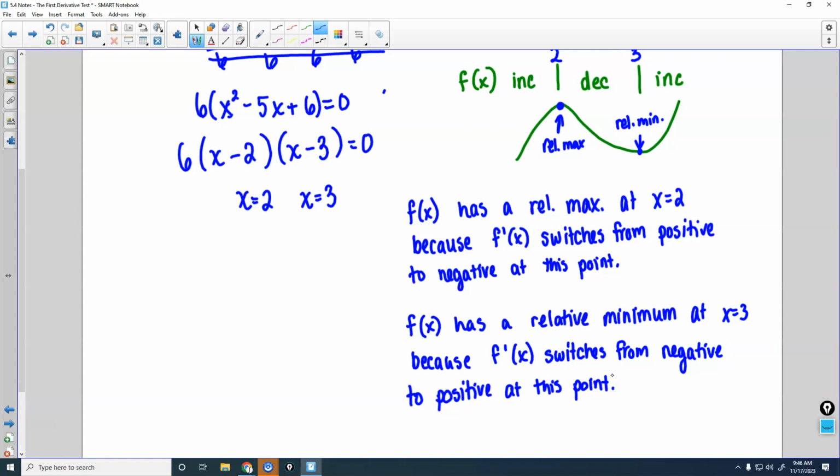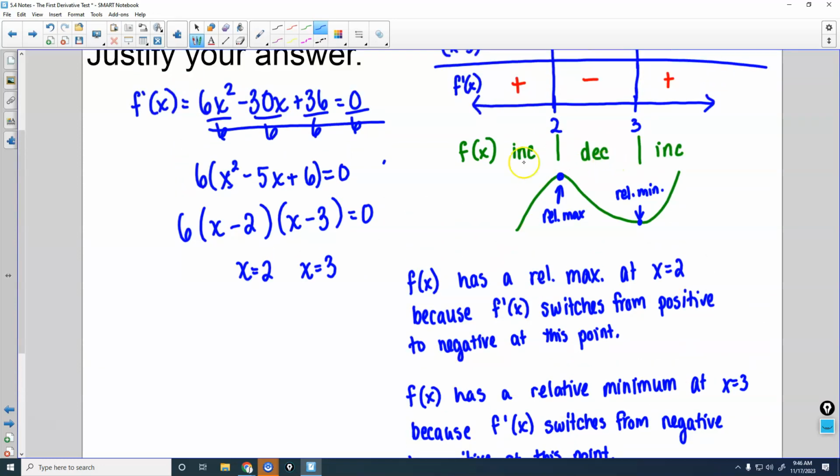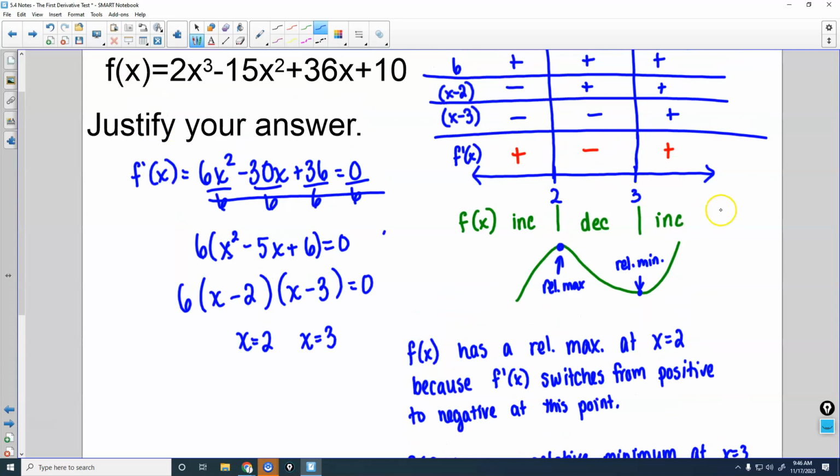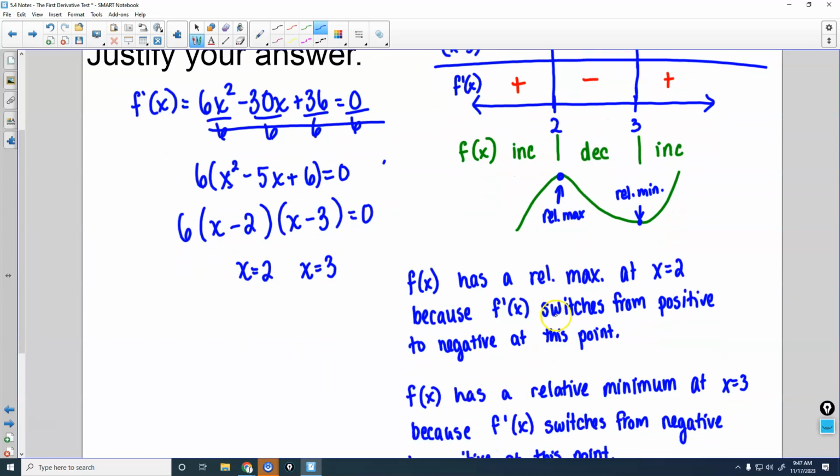Okay, so this is what these should look like. It's very similar to what we were doing yesterday, right? Basically, the only difference in what we're doing today and what we were doing yesterday is that they're not asking for increasing, decreasing intervals. They're asking for relative maximum or minimum points. So your conclusions are different.